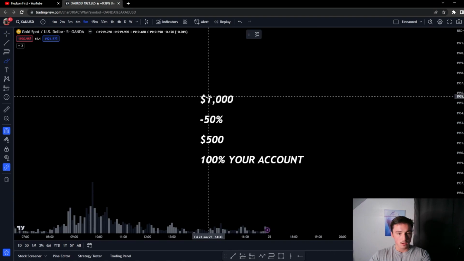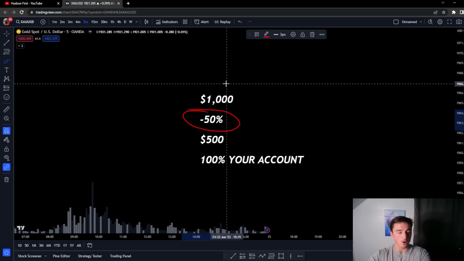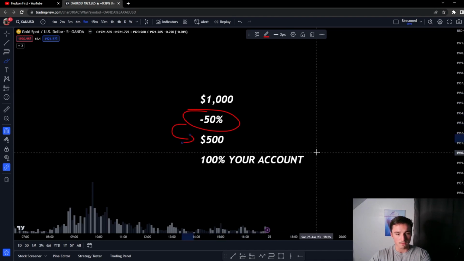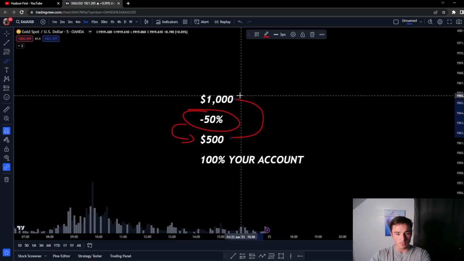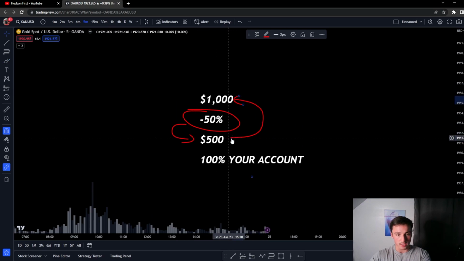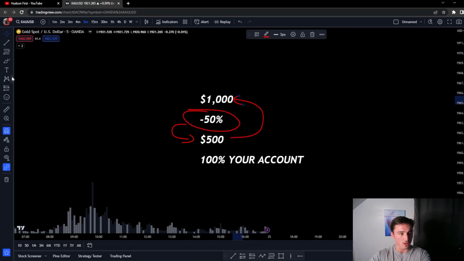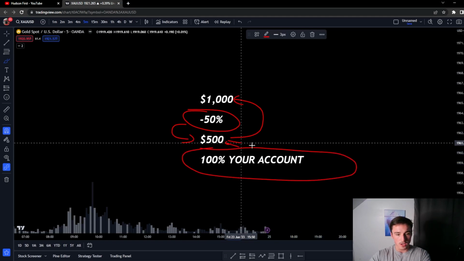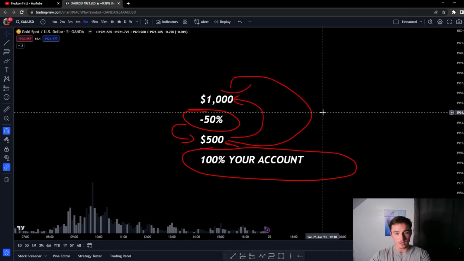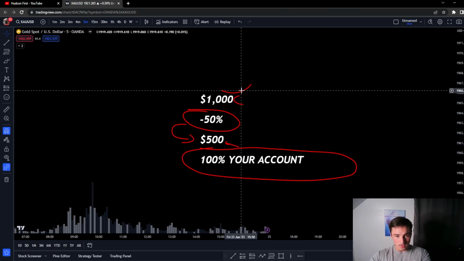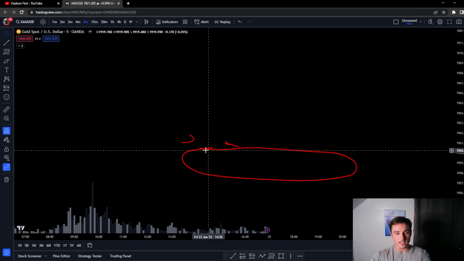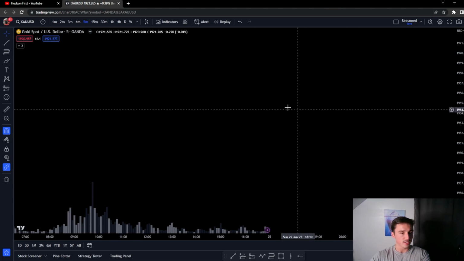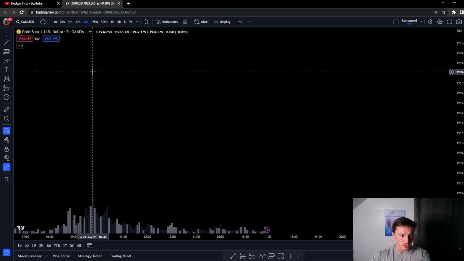So let's say you just lost 50% over the course of a week. You just went on tilt, you lost 50% of your account. That now turns into $500. You were at $1,000 before this, and you now lost half of your account. Now you have to 100% your account of $500 just to get back all the way to $1,000. So why on earth are you risking, I don't know, some people risk like 5% on a trade. If you have a $10,000 account and you're risking 5% a trade, that's $500.